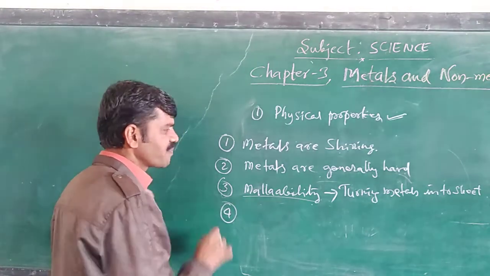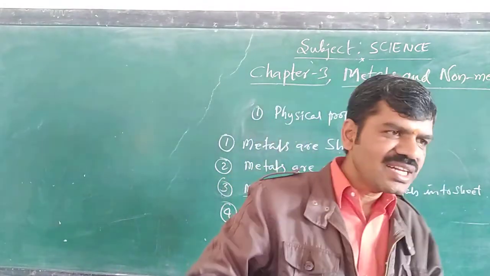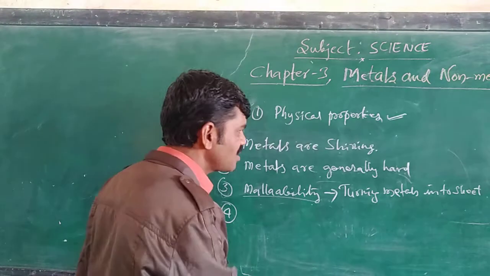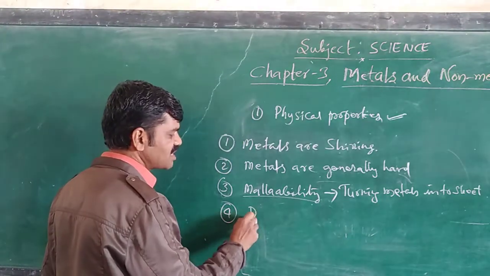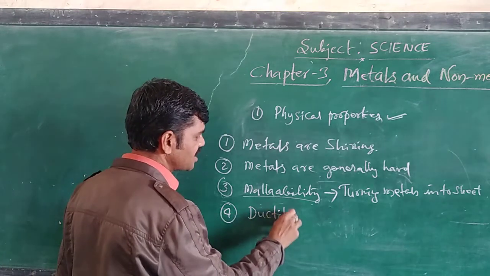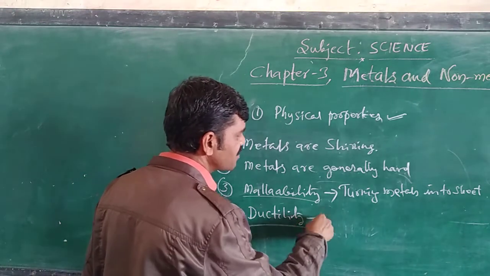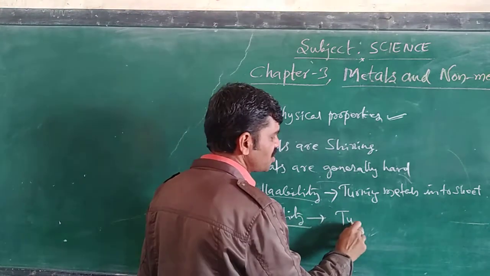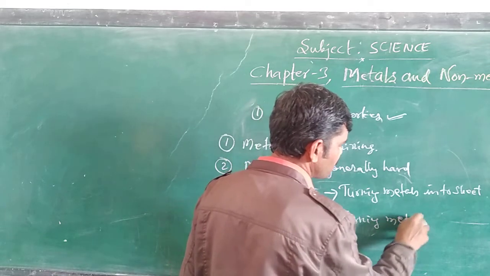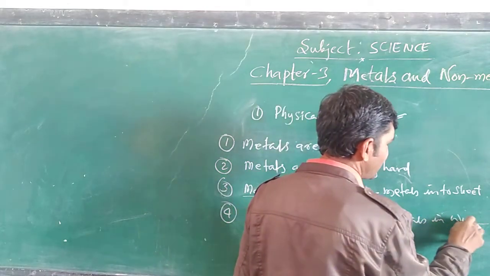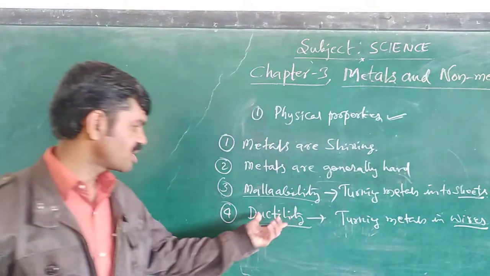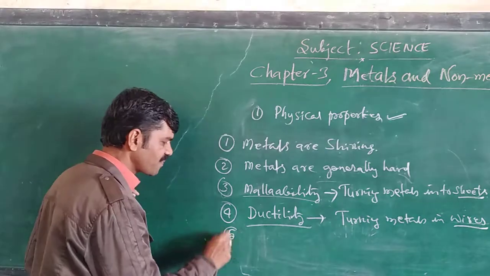Same thing, some of the metals can be made into wires. So that kind of metals obey the property of the wire, that is called ductility. What is ductility? Metals are turning into wires. So this is sheets and this is wires. So the property is called ductility.